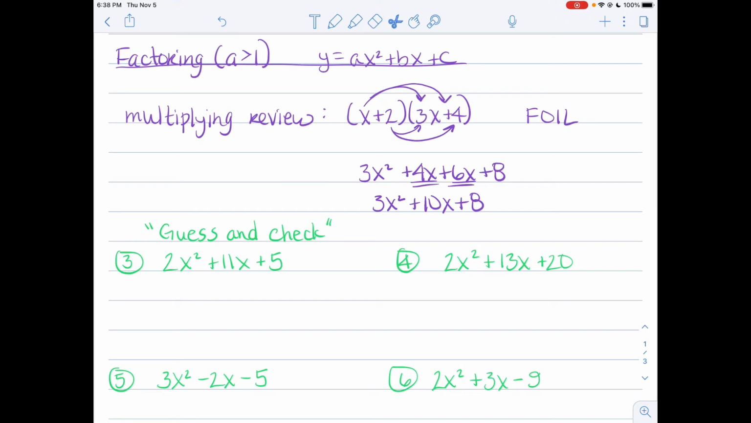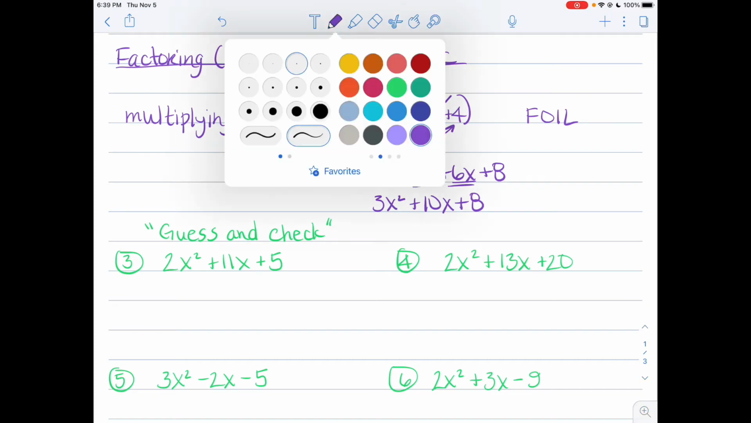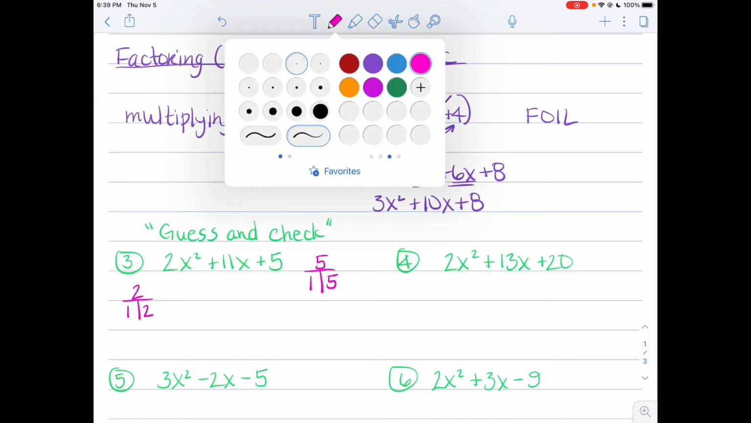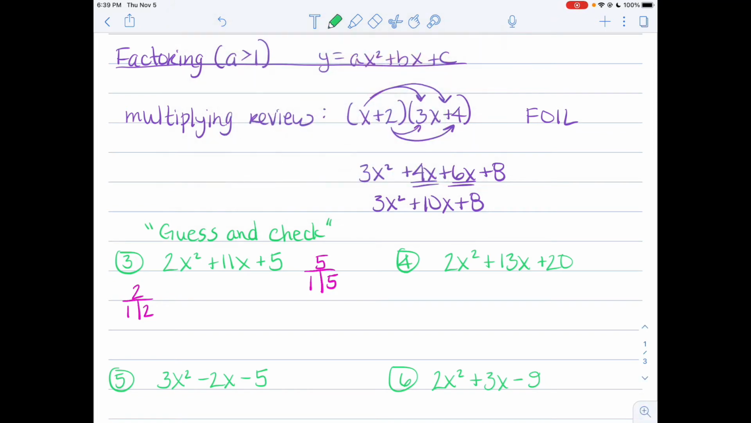Now this isn't just a completely random guess. We are going to make what I would call an educated guess. We're going to limit it to just factors of our first term and our last term. So if I think about this, the factors of 2, if I'm looking at example 3, the only thing that can make up 2 is a 1 and a 2. And the only thing that can make up my last term of 5 is a 1 and a 5. So I've got a limited number of things that I need to take into consideration.